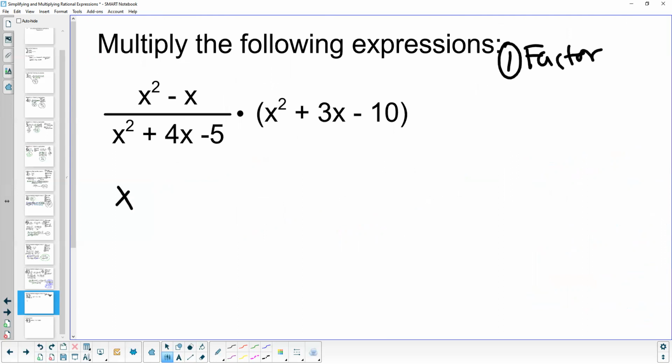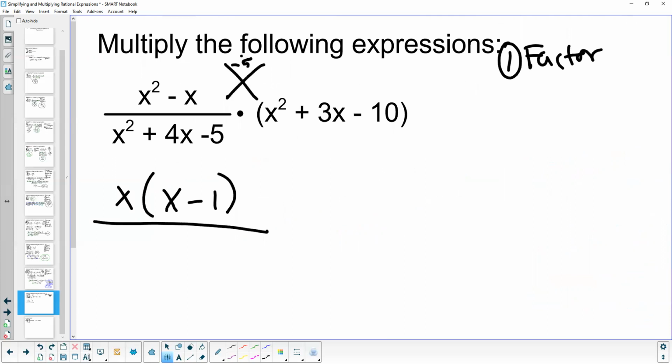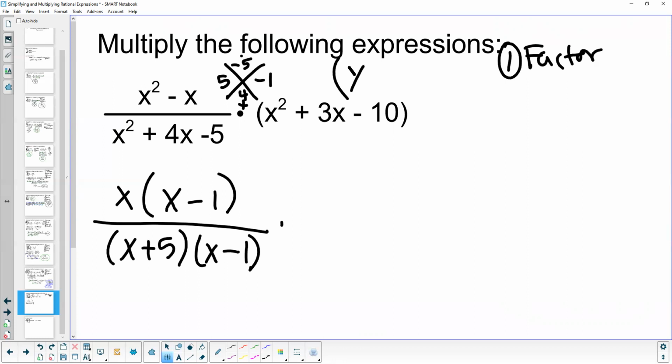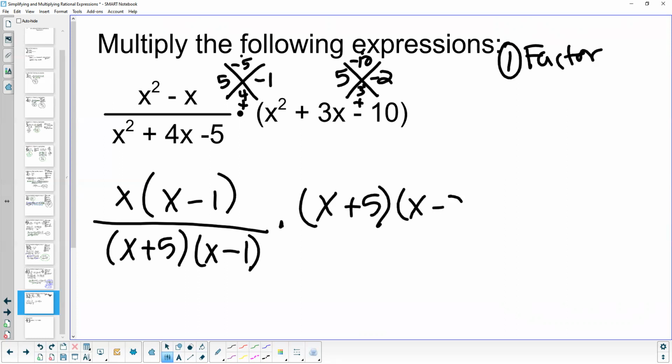This top, our x is the common factor, so we've got an x minus 1. On the bottom, we want two numbers that multiply to negative 5 and add to positive 4, and that's going to be a 5 and a negative 1. So on the bottom, we've got x plus 5 and x minus 1 times, what does this one factor out to be? Well, we've got, not in a parenthesis, we want to do our x method here. Multiply two numbers to negative 10, add two numbers to 3. Well, that's going to end up being 5 and negative 2. So this is going to be times x plus 5 and x minus 2.